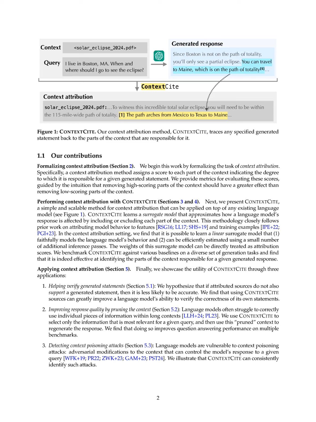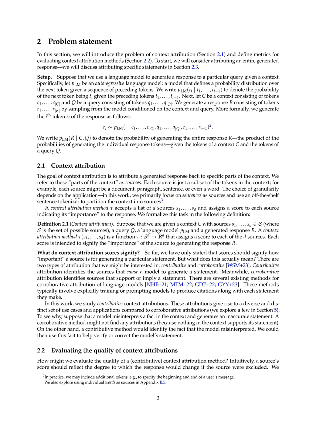The datasets used for these experiments consist of various contexts and queries, allowing for a comprehensive evaluation across different scenarios. By comparing the performance of CONTEXTCITE against other attribution methods using these metrics, the study demonstrates its ability to effectively identify contributive sources for generated statements.